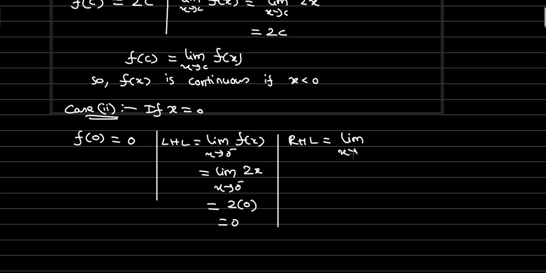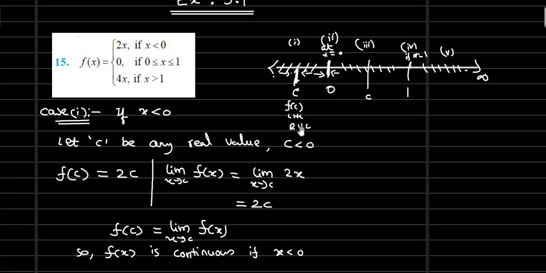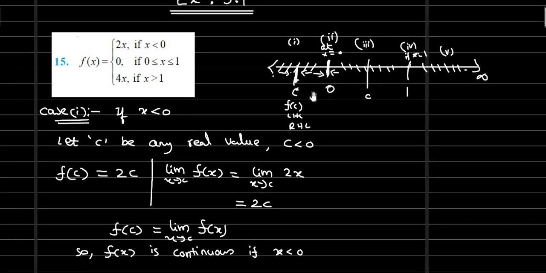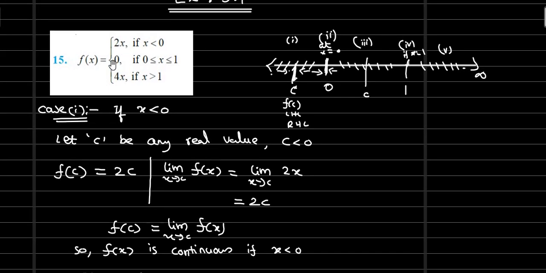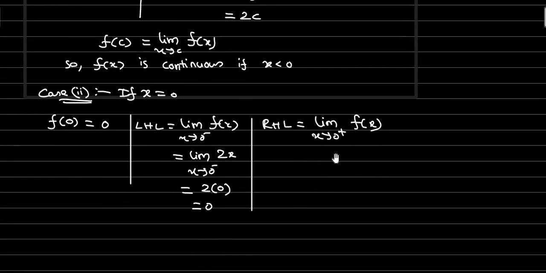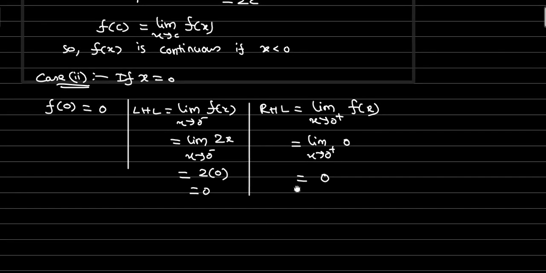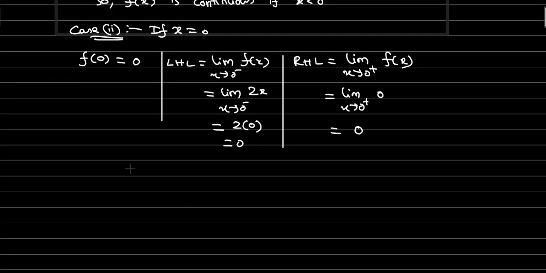limit, x is approaching 0, f of x. Right hand side close values of 0 are greater than 0. So in place of f of x, we have to choose the second function, which is 0. So replacing f of x as 0. Since it's a constant, even after applying the limit, it's going to be 0. Now from these three conditions, what we can say is that f of 0, left hand limit and right hand limit, everything is the same. So we can say that f of x is continuous at x equal to 0.